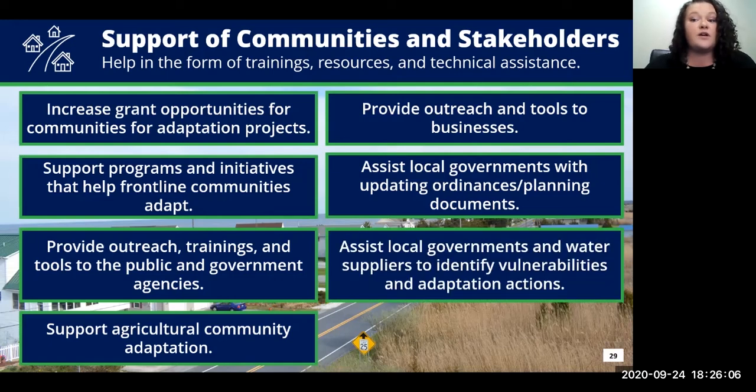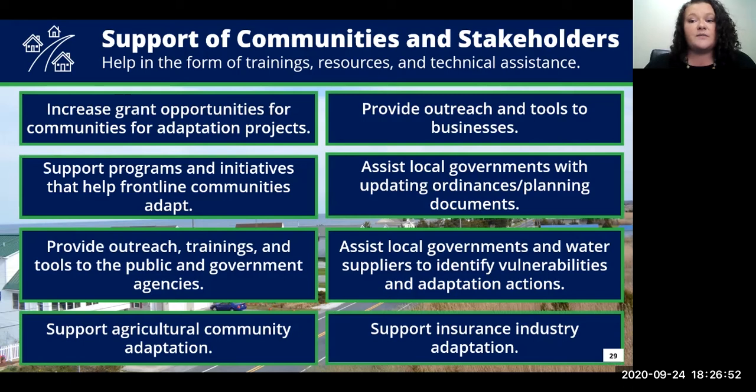Similar to the last action, this one is providing the support and assistance to local governments and water suppliers to identify vulnerabilities and adaptation actions. As I mentioned before, sea level rise can impact our drinking water sources, water for irrigation, and wastewater treatment plants, all of which are vital to the health of our residents and our economy. An example of this is working with water suppliers who rely on surface water to identify areas of future concern and creating a plan now of how and when to make adjustments. By identifying problems now and being proactive, it may save money for both the supplier and the consumer.